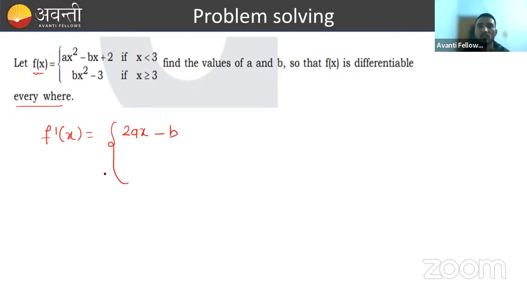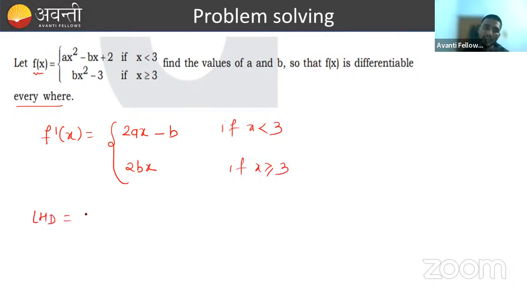2ax minus b. Okay, and the second one is what? 2bx. Okay, if x is less than 3 and if x is greater than or equal to 3. Okay, so now we have to find LHD.